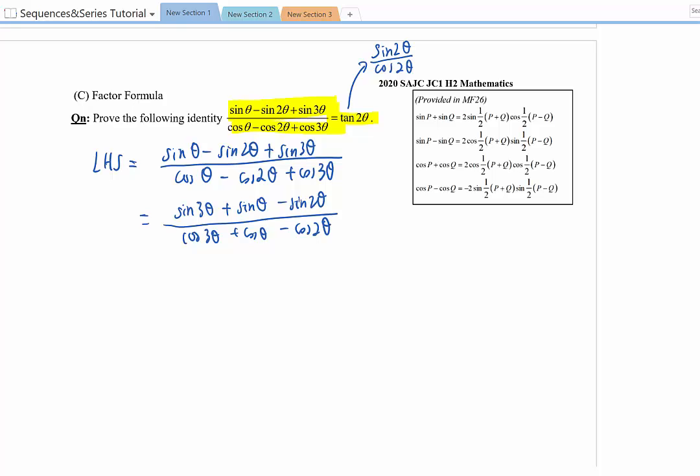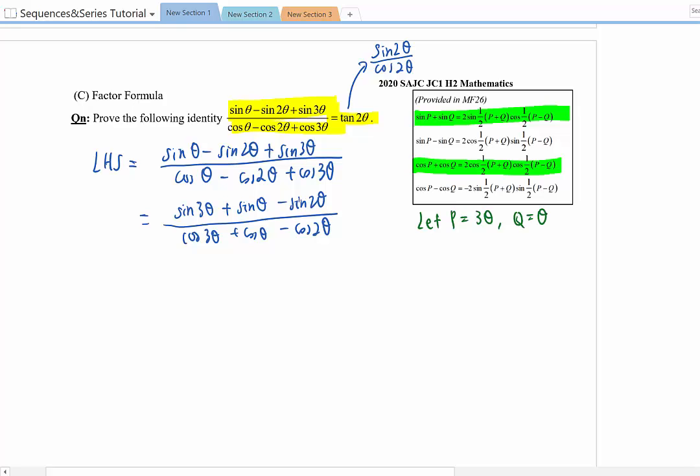Well, this actually looks quite similar to the factor formula. In particular, we see the first equation and the third equation to be quite applicable. How is this so? We can let P be equal to 3 theta and Q be equal to theta. Why do we like to let P be an angle greater than Q? It is because we have a P minus Q, and it is easier to work with positive values.